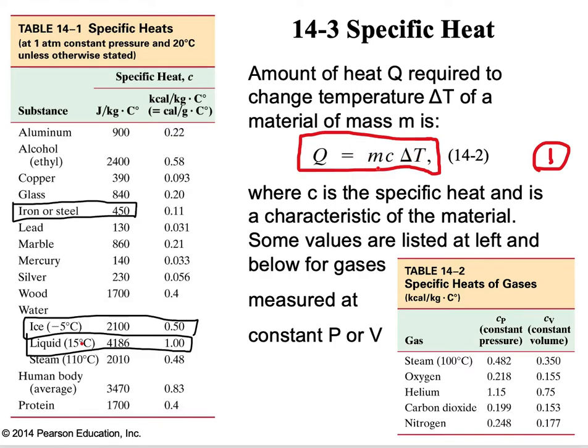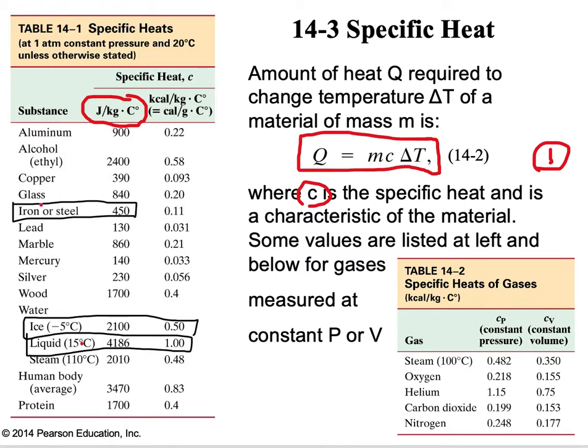m is the mass of the object that's being cooled or heated. c is called the specific heat. And c, you're going to look up in tables. On the left, table 14-1 lists specific heats c. And notice the units. They're given by kcals per kilogram degree Celsius, or I suggest using the left column, joules per kilogram degree Celsius.